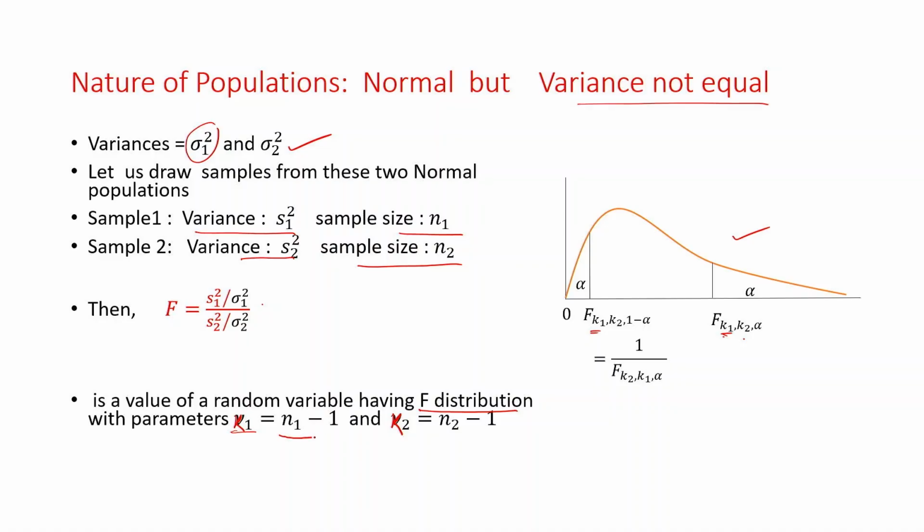And they are degrees of freedom. So it is N1 minus 1, and this is N2 minus 1. And the curve will look like this. It starts from 0 and then it goes like this.